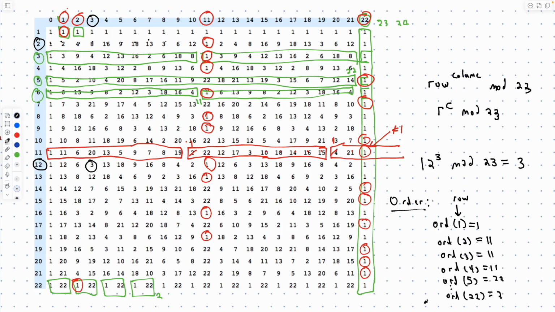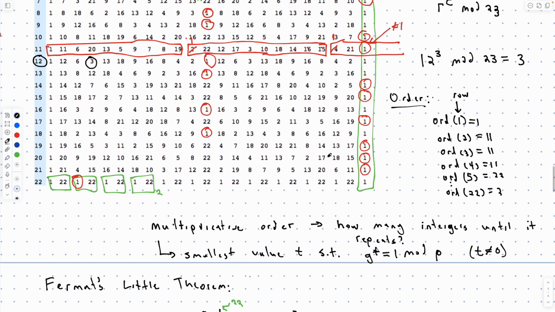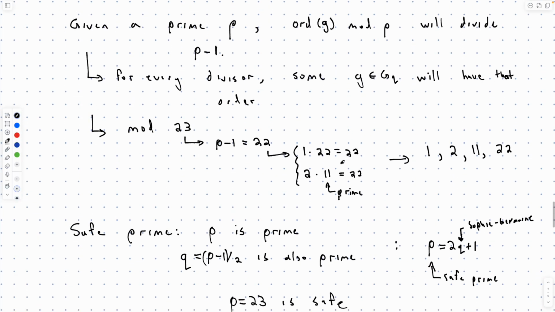So the first structure that we have is that we only have 1, 2, q, and p minus 1. Those are the only orders that we have. The second thing, give me a second, I'll show it to you, is something slightly different. There's a second structure that's really important, but I just haven't quite got there yet.